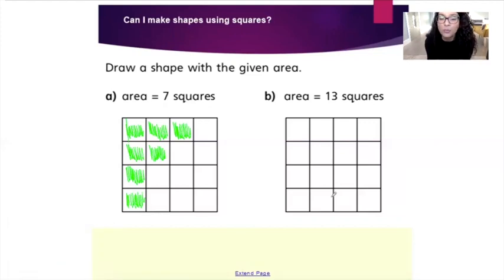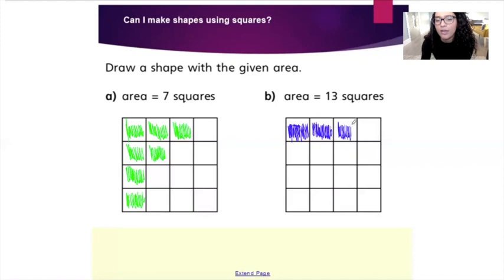If we move on to B, I have to draw a shape with an area of 13. Right, here I go then. I'm going to do this one. How many squares do I have to colour in then if I have to draw a shape with the area of 13? I have to colour in 13 squares. So I'm going to start here.